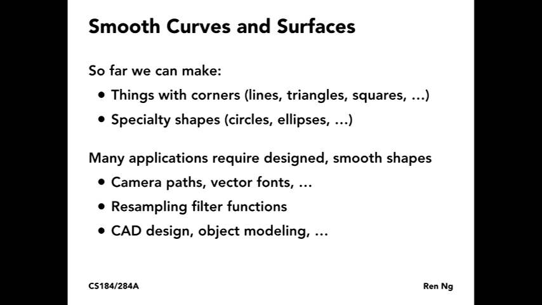They might require designed paths, designed shapes, and ones that have smoothness or non-smooth corners where we want them. Some examples are camera paths, vector fonts, and filter functions. I think Ben talked about this, because Ben gave that lecture: cubic resampling filters instead of linear resampling filters. A cubic resampling filter is an example of a filter function where you might want certain smoothness. So on and so on. Let's look at an example.